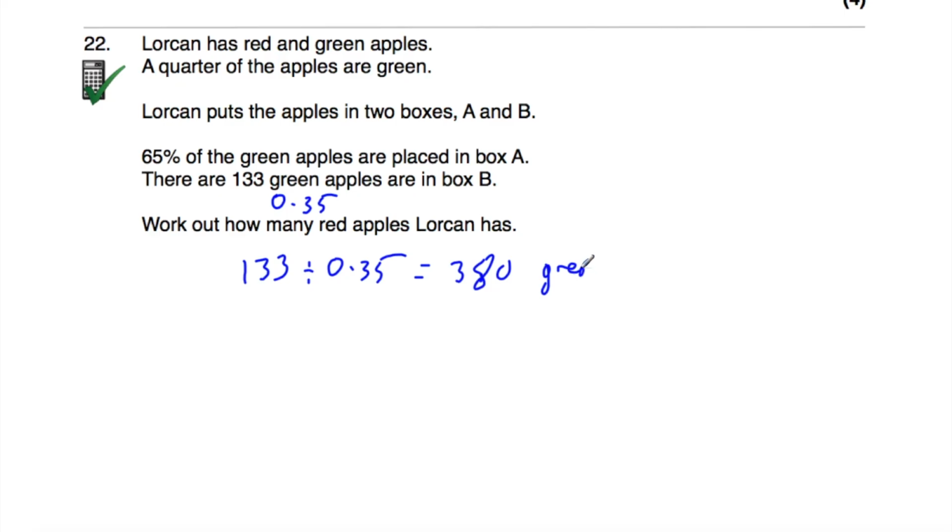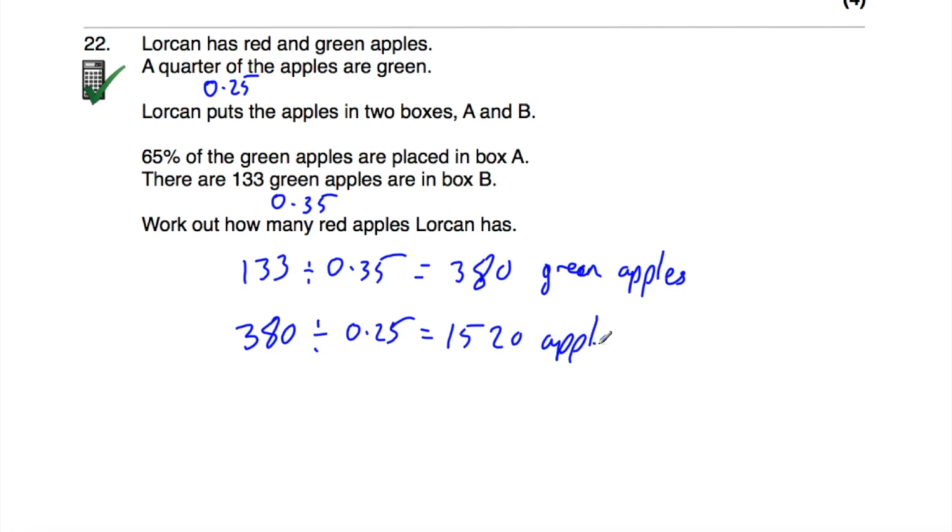We're then told that a quarter of the apples are green. So altogether there's 380 green apples. A quarter of them are green, so that's 25% of them. So if we knew how many apples there are altogether, we would have times it by 0.25 to find 25%, and that would be 380. So if we take the 380 and divide that by 0.25, that'll tell us how many apples there are altogether. So 380 divided by 0.25 is equal to 1,520. So that's how many apples there are altogether.